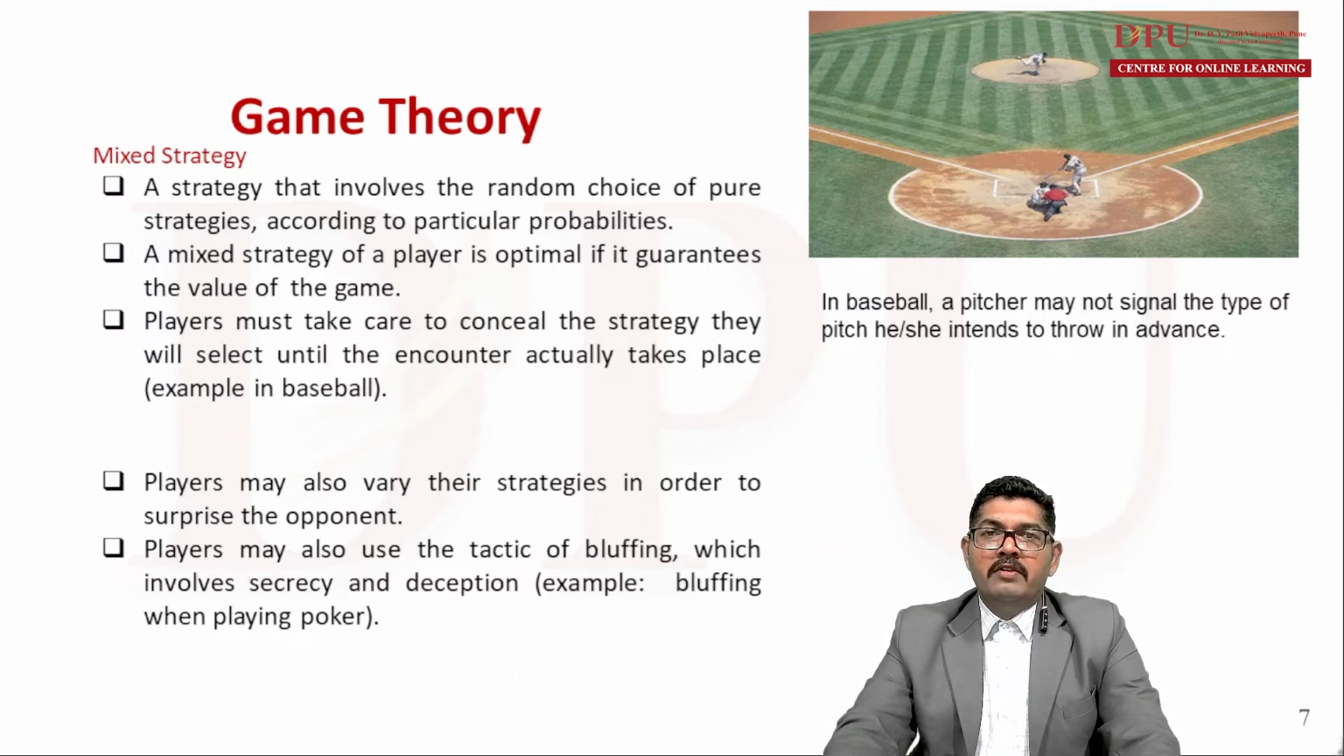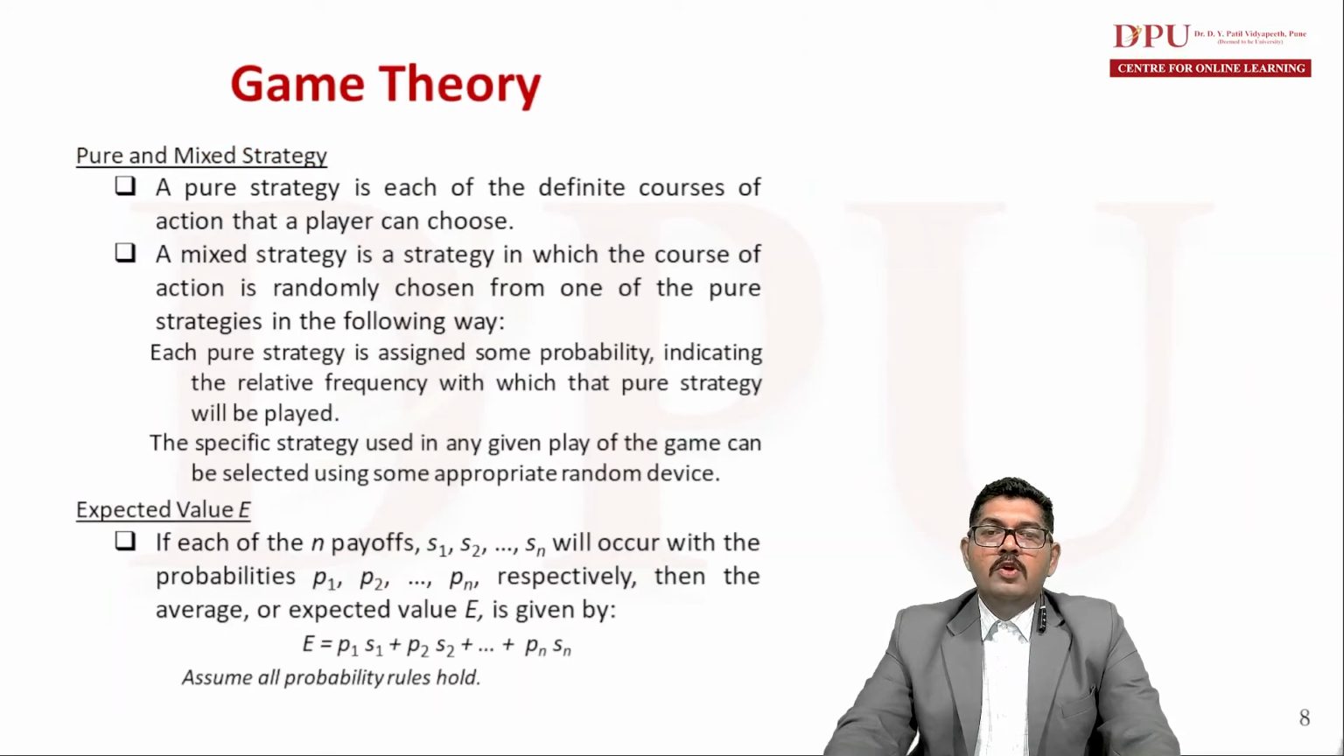The opponent will not reveal his strategy until the play has started. The player plays different strategies, each with different probabilities. Players may also vary their strategies in order to surprise the opponent. Players may also use the tactic of bluffing, which involves secrecy and deception. Example, bluffing when playing poker, right? So game theory: pure versus mixed strategy.